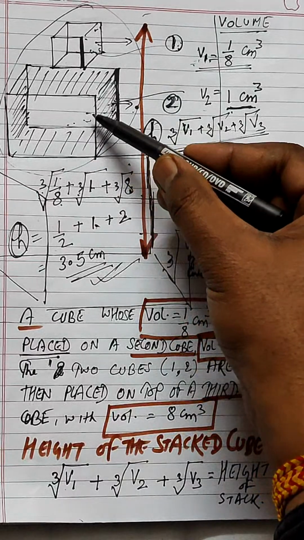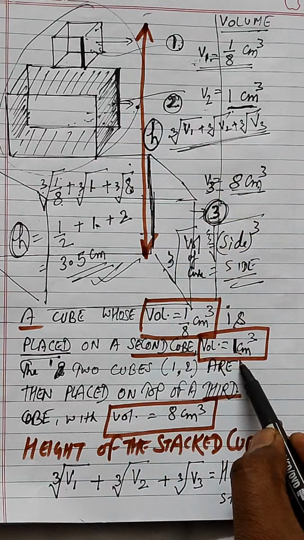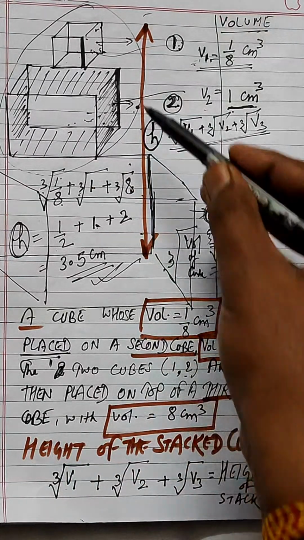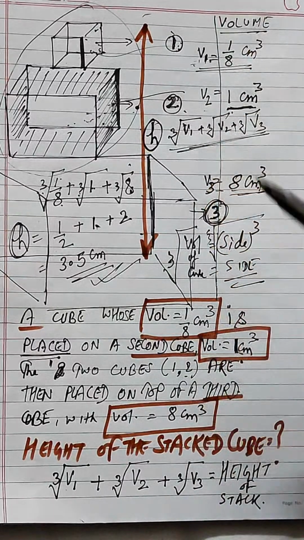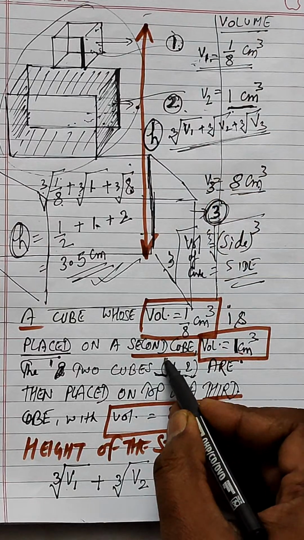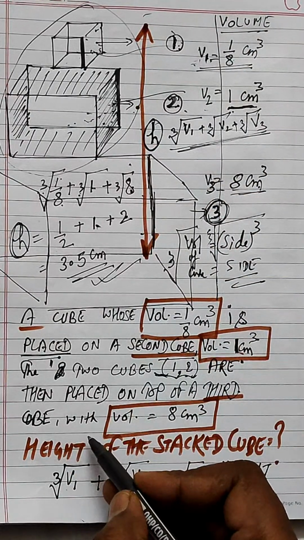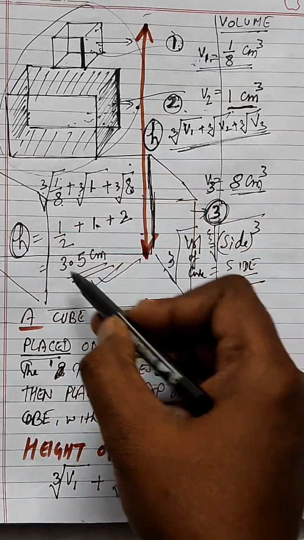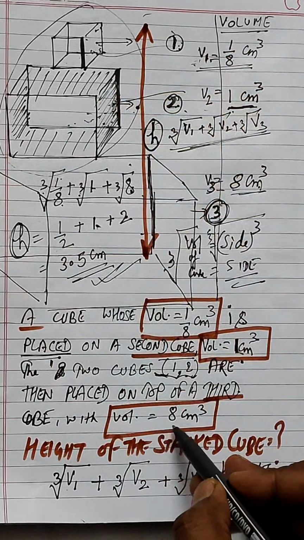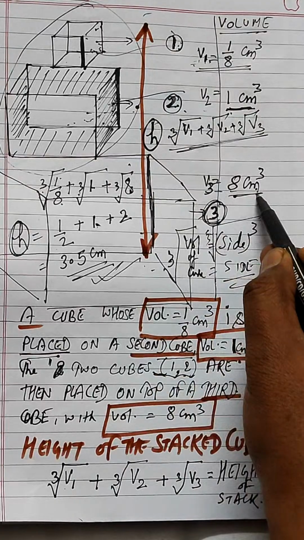This is the second shaded one, the second cube, whose volume is also given as 1 centimeter cube. The two cubes, 1 and 2, I've just put it with my thought over here so that you can understand the question. The two cubes are then placed on the top of a third cube. So this is the third cube, the bigger one. These two cubes are placed on the top of the third cube, whose volume is 8 centimeter cube, right?